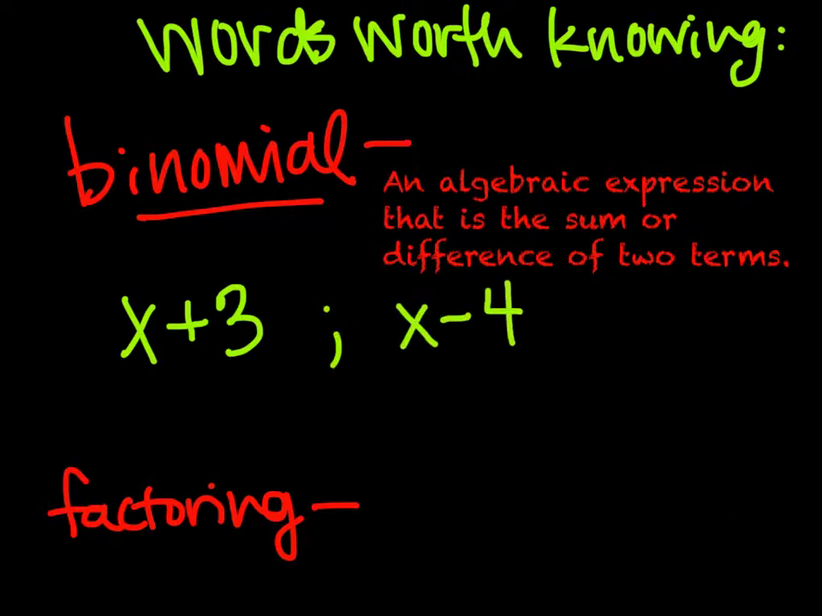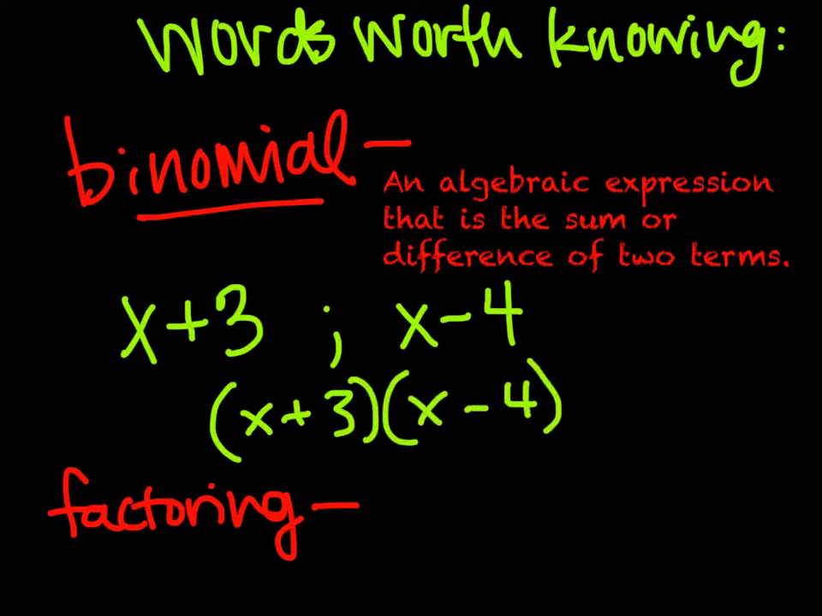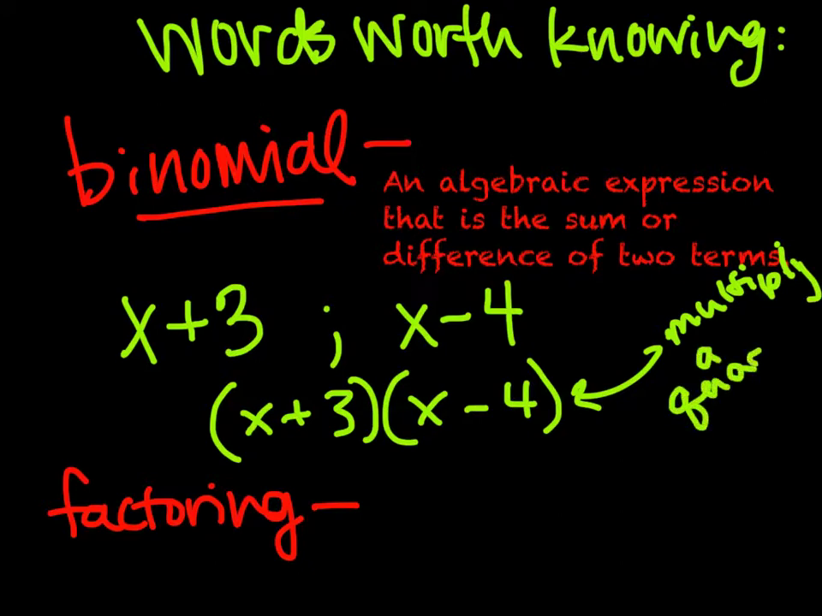And if we wanted to, we could have two binomials in one expression, and we could potentially have it be x plus 3 times x minus 4. That's getting into the form where we know these two binomials will multiply to be a quadratic expression. And that's kind of exciting. How exciting. Aren't you thrilled? So please get that definition, an algebraic expression that is the sum or difference of two terms, and have these two examples for you in your words worth knowing.